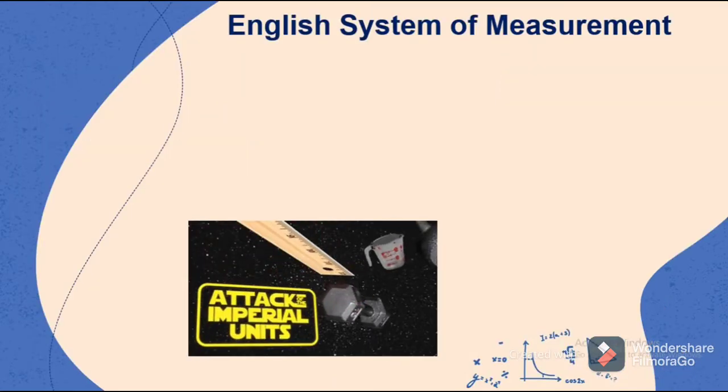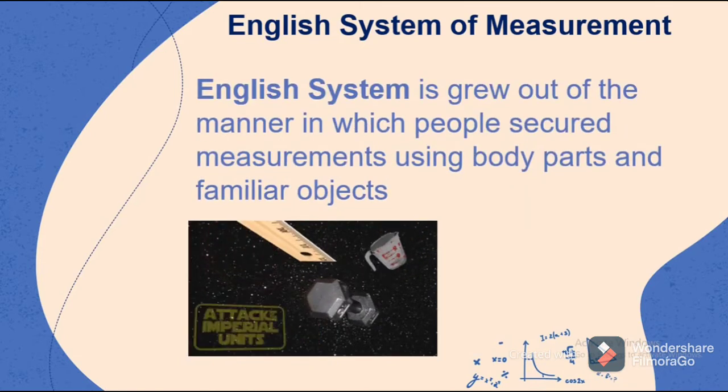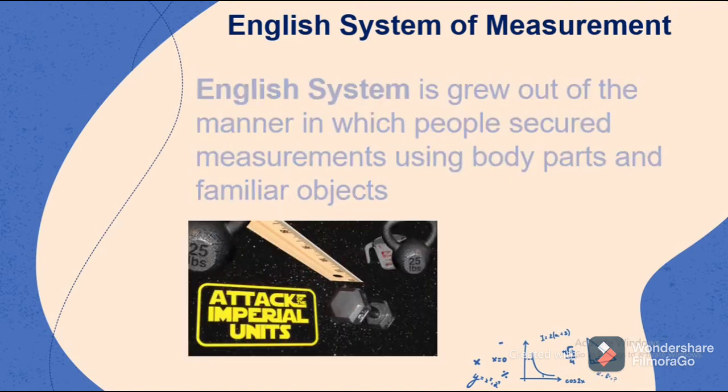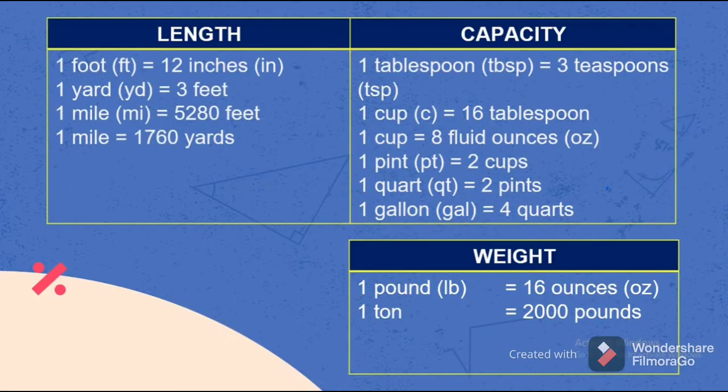What is the English system of measurement? The English system grew out of the manner in which people secured measurements using body parts and familiar objects. So there are common conversion factors for English units of measurement. We have length, capacity, and weight.